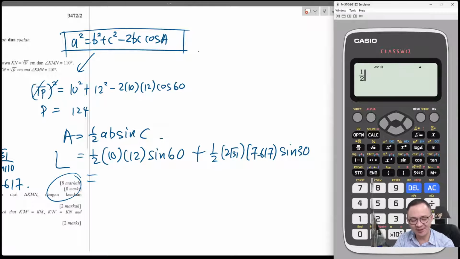Yeah, this one is considered not too bad. Then you type everything carefully, make sure you don't make any careless mistakes. Then you should be very fine.